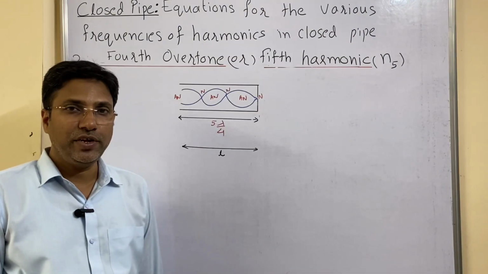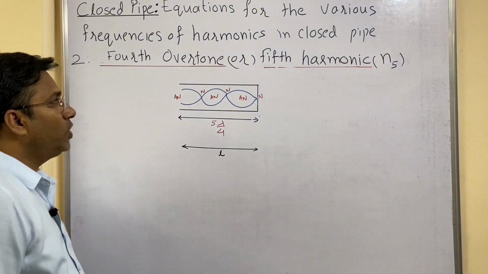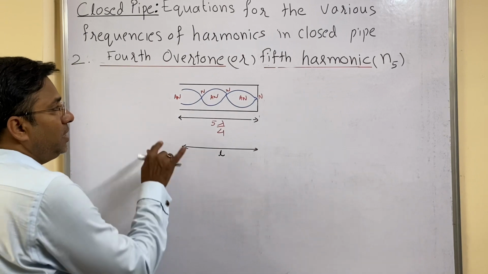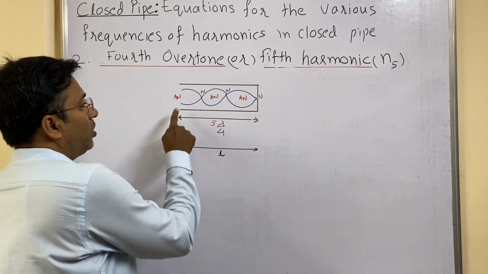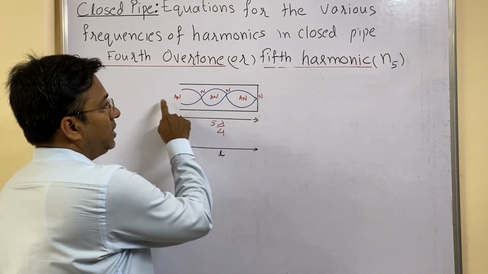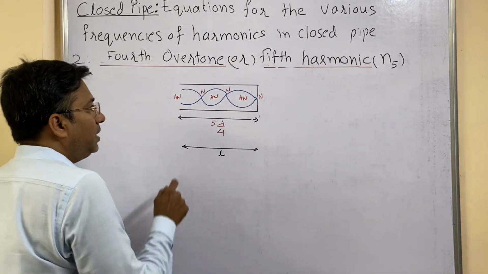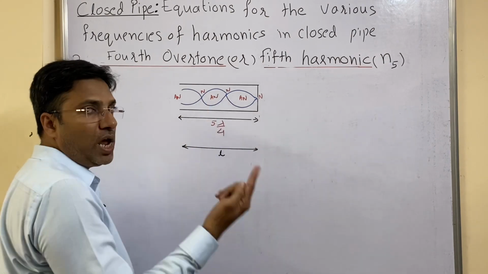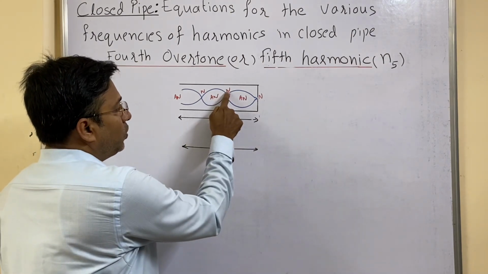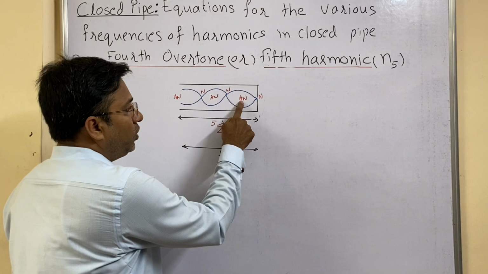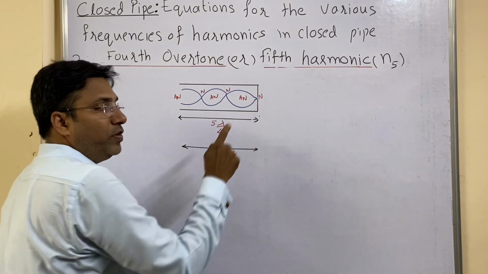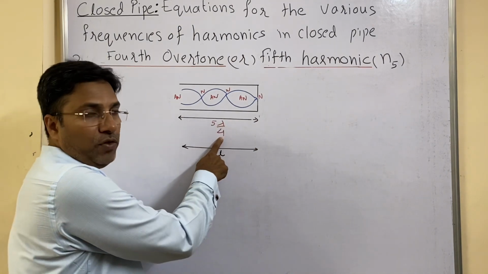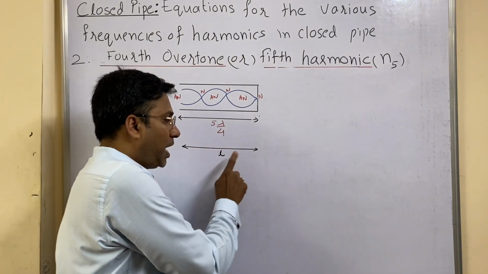Let us see the last part of the derivation, that is fourth overtone or fifth harmonic. In this case, you have to remember this diagram. Here you can see the waves and formation of antinodes and nodes inside the pipe. If you check here, antinode node 1 lambda by 4, node antinode 2 lambda by 4, antinode node 3 lambda by 4, node antinode 4 lambda by 4, antinode node 5th lambda by 4. That means total there are 5 lambda by 4, which is equal to the length of the pipe L.